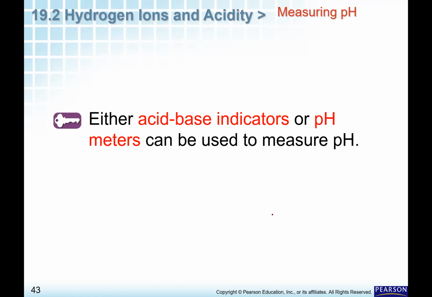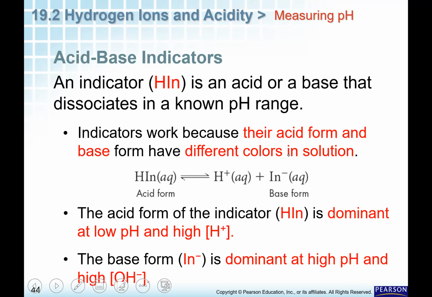Now, the other part is using acid-base indicators. As we mentioned last time, there are some compounds that when they interact with H plus and OH minus, they can change their color. Now, here HI is the indicator in its acidic form. The indicator could have an acidic form or a basic form.